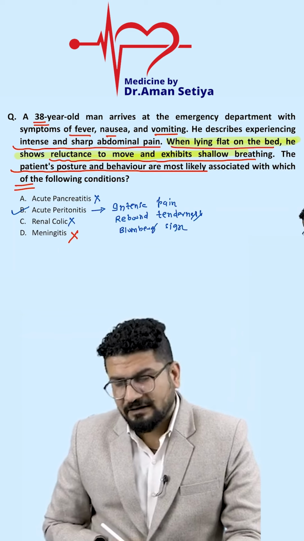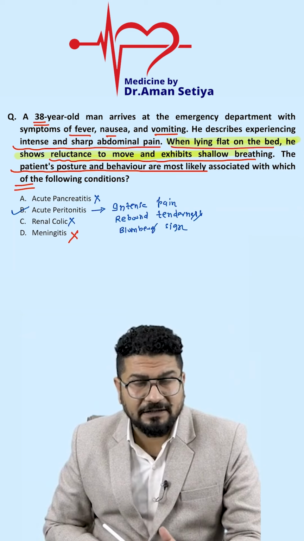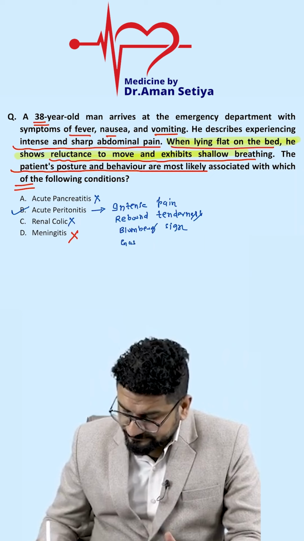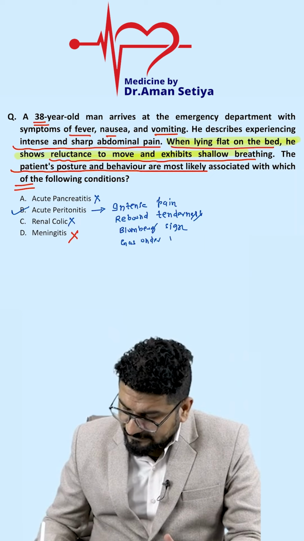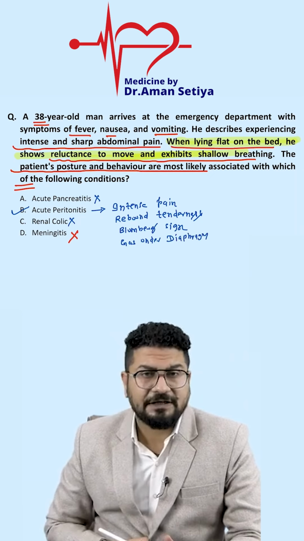What else is important? Generally, how do we make a diagnosis? If you do an X-ray abdomen in erect posture, you will see gas under the diaphragm. These are the findings you will see in a patient with acute peritonitis.